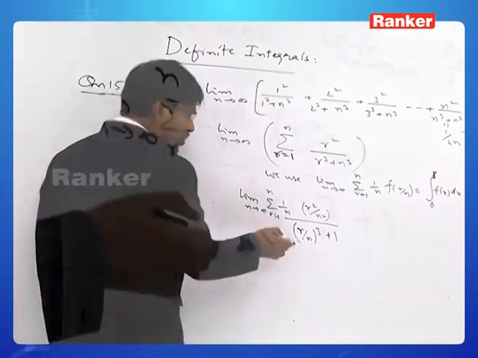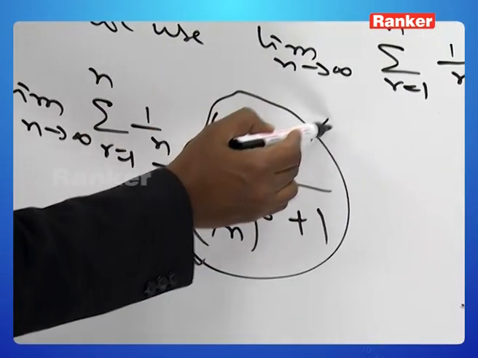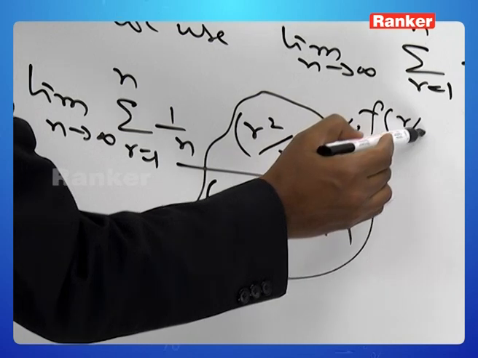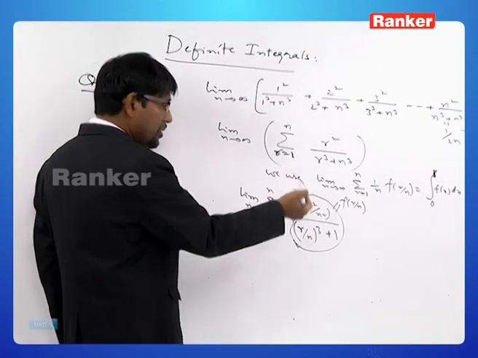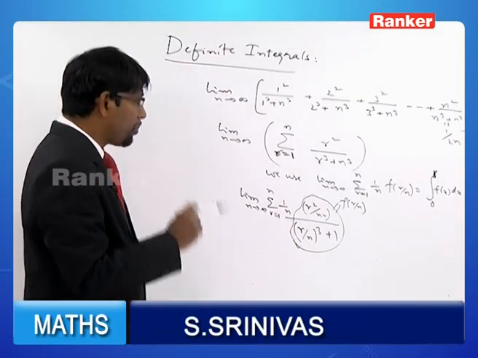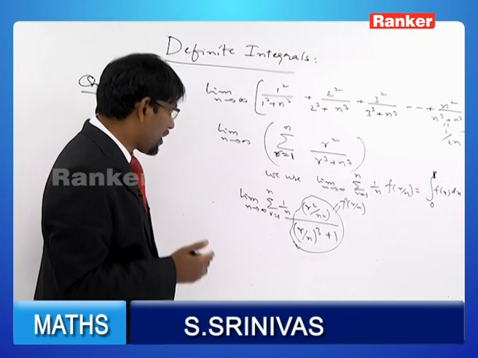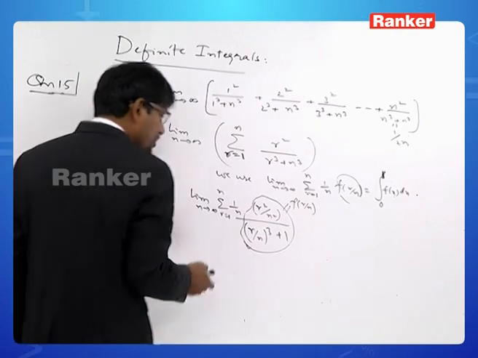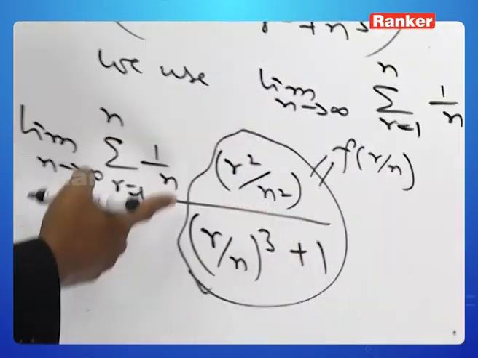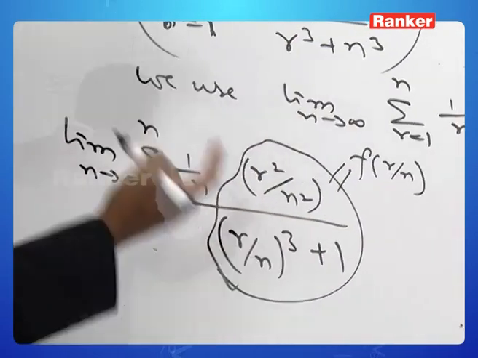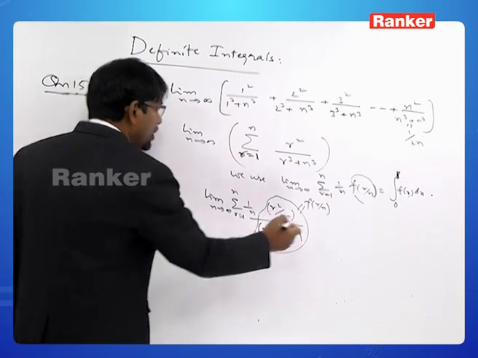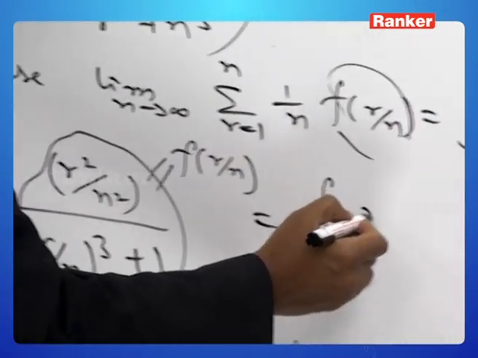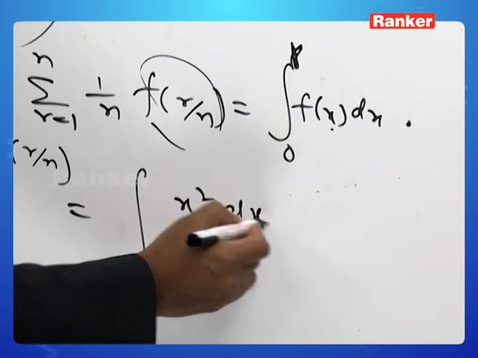Now this appears to be a function of r by n. This is f of r by n. So while you are converting the summation into the integral, in place of r by n we have to replace it with x. So r by n has been replaced with x, and then we have this. So what is f of x now? It is x square by x cube plus 1. So that turns out to be integral x square by x cube plus 1, 0 to 1.